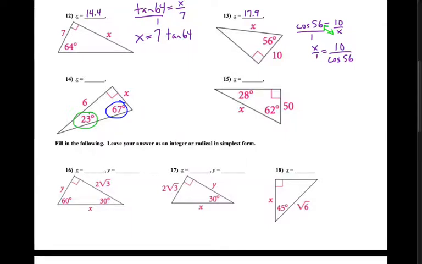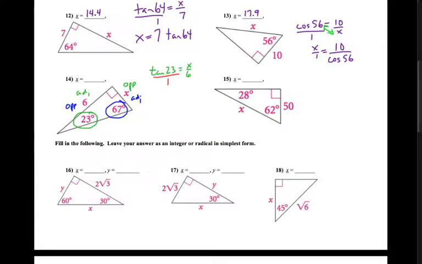Now, 14 and 15, this is interesting how it confuses people at first. But yeah, it gives you both angles. It does not matter which one you use. From the perspective of 23, x is opposite, 6 is adjacent. From the perspective of 67 degrees, 6 is opposite, and x is adjacent. Either way, I'm dealing with opposite and adjacent. That's tangent, TOA. So I'm going to write the tangent of the angle, I'm starting with the 23, equals x over 6. Put that over 1, create a proportion.